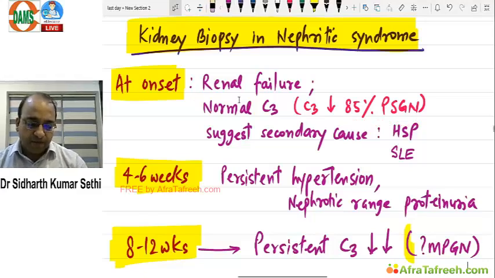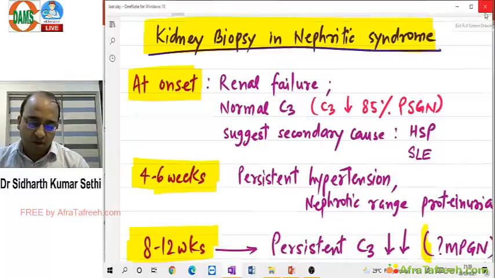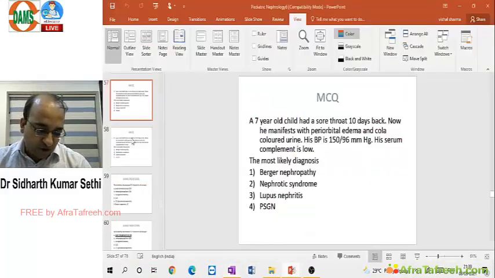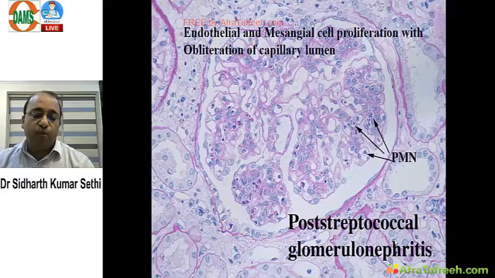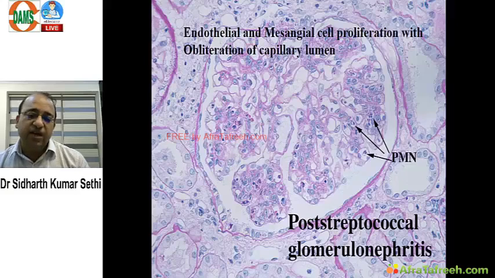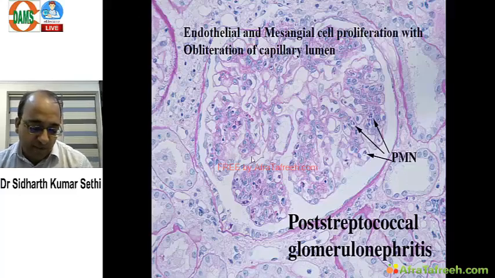So what if I do a kidney biopsy in post-streptococcal glomerulonephritis? On your screen is a typical kidney biopsy of post-streptococcal glomerulonephritis. Can you see a lobular appearance of the glomeruli? Can you see they're like lobules? It is called lobular accentuation of the glomeruli. There are lobules here, lobules here, lobules here.